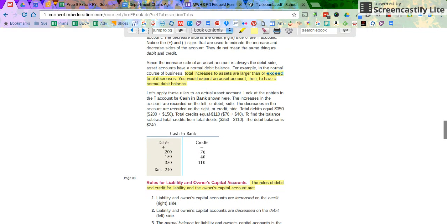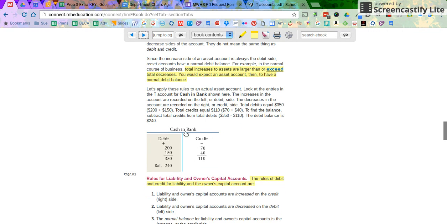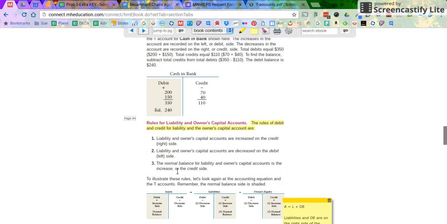So if we look at just an example, here's cash in bank. The T account is a T. It has the name of the account on the top. And, right in the beginning, we might write debit up here and credit up here, but we wouldn't have to because debit's always on the left, credit's always on the right. So they've had two transactions where they increased cash and two transactions where they've decreased cash. So if we add up the increases and we subtract the decreases, cash currently has a debit balance of $240. And you would say the word debit in that sentence.